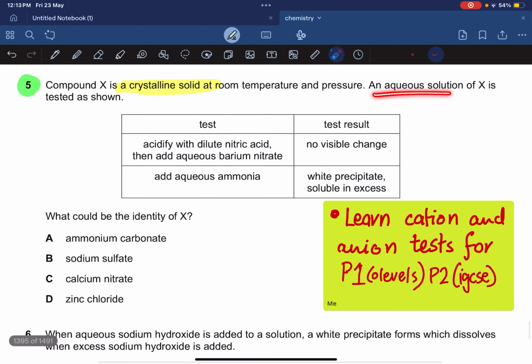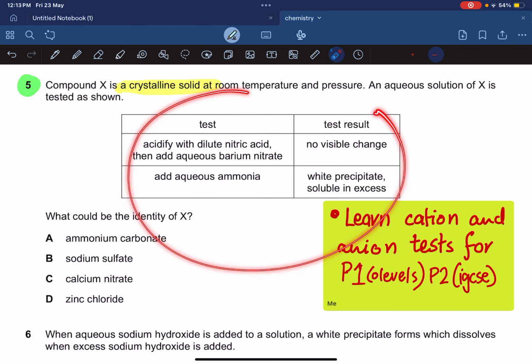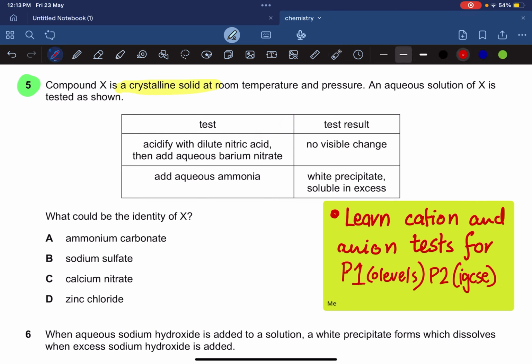Okay. An aqueous solution of X is tested as shown. This is the test. Acidify with dilute nitric acid, then add aqueous barium nitrate. What is this test for? If you guys have learned it, you should know this is a test for sulfate ion. Barium nitrate is used to test for sulfate ion, and if sulfate ion is present, you form a white precipitate of barium sulfate, BaSO4, which is insoluble.